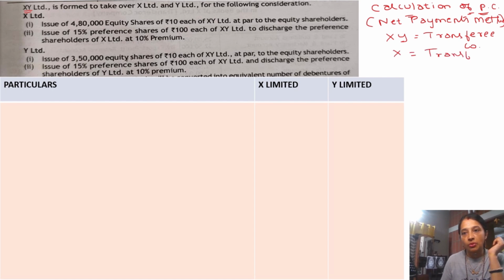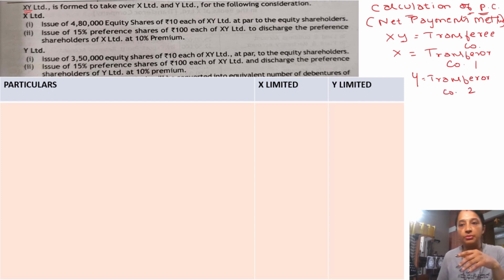X Limited, transferor company number 1. There are two transferor companies because it is amalgamation. Transferor company 1 and Y is the transferor company 2. Doesn't mean it is a second. Just for numbering sake, I just numbered it as 1 and 2. So XY Limited is formed to take over X Limited and Y Limited for the following consideration. They have issued equity shares and 15% preference shares.